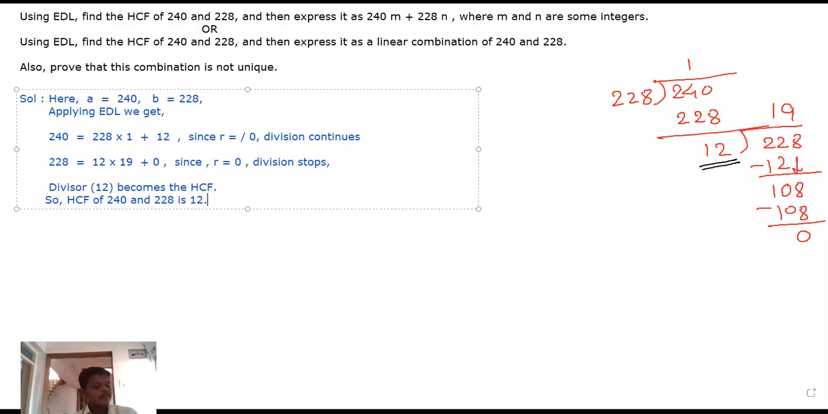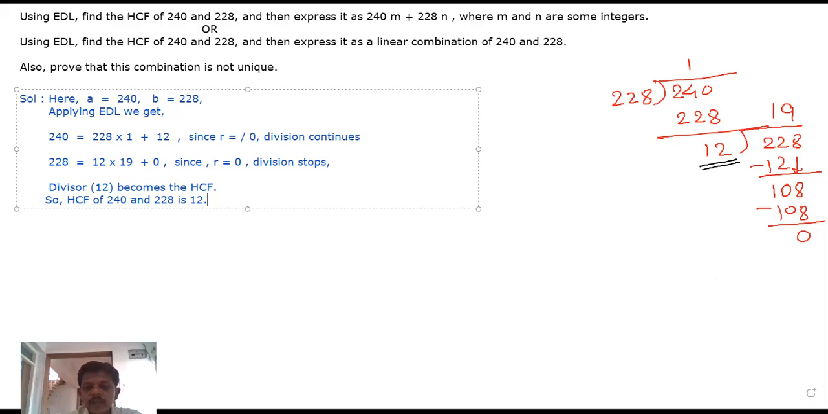Everybody has reached till here? Yes, sir. So have you understood this part? Yes, sir. Now, I know exercise 1.2 is pending. I have kept it pending. This sum I want to do it first.